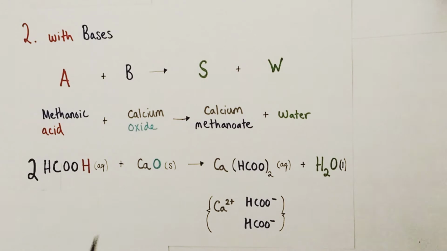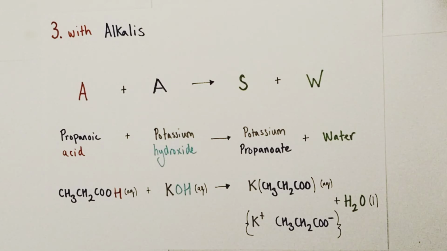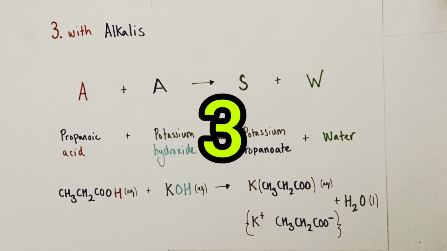And this is a balanced equation because there are the same number of atoms of different kinds on the left-hand side and the right-hand side of this equation, so it all balances out really nicely. Number 3, the reaction of acids with alkalis.